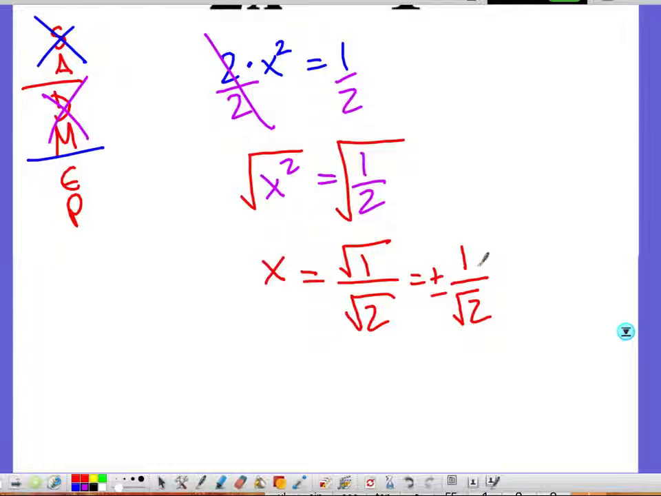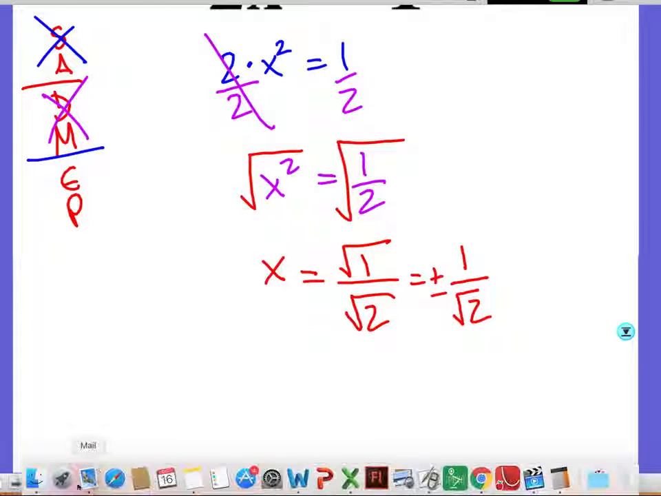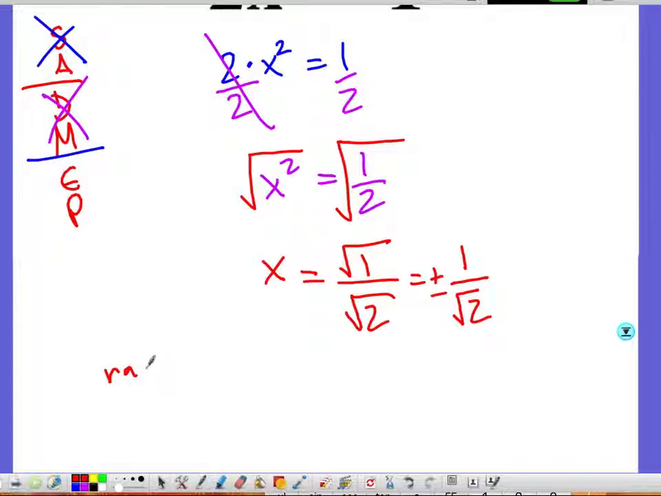Now, as you can see here, we have a square root in the denominator. And in mathematics, we don't want a square root in the denominator. So what we need to do is something called rationalize the denominator. We don't want a square root in the denominator, so we need to rationalize.